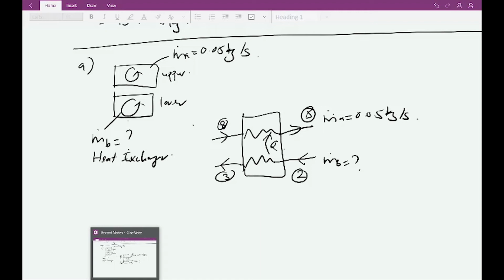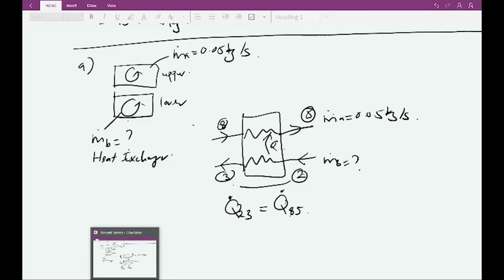The process inside this heat exchanger is that heat is transferred from the lower cycle to the upper cycle. If this heat exchanger is operated at 100% efficiency and there is no heat loss to the surrounding, we assume that all of the heat from 2 to 3 is transferred to the heat from 8 to 5. So Q̇23 equals Q̇85, 2 to 3 and then 8 to 5.